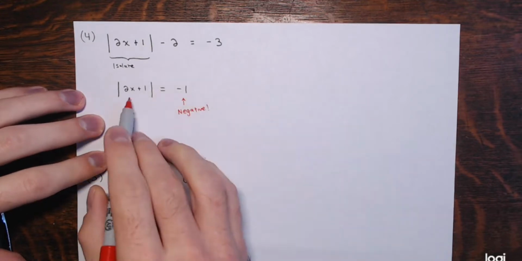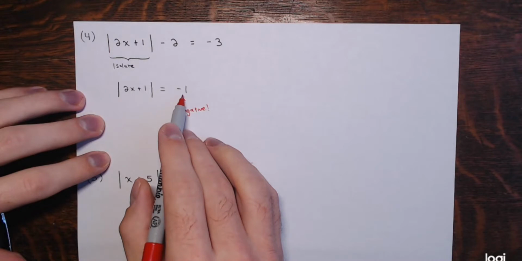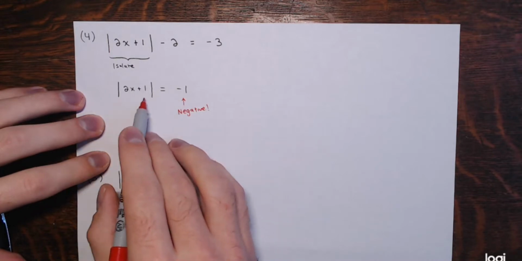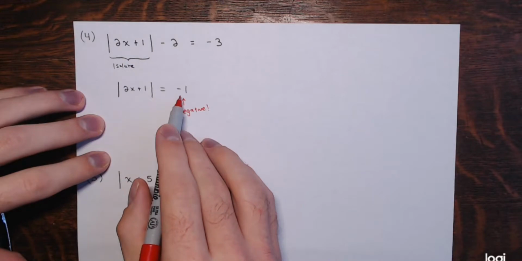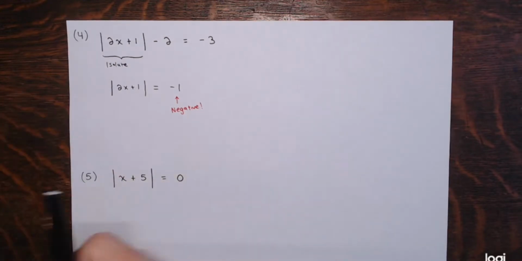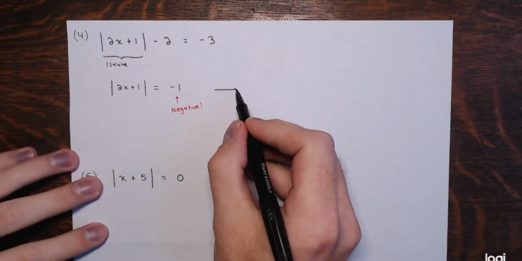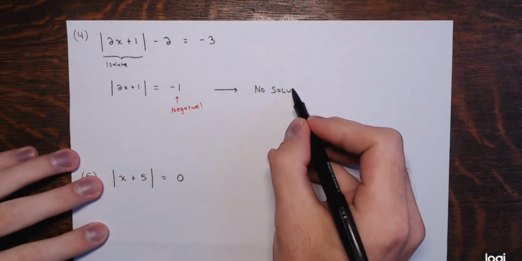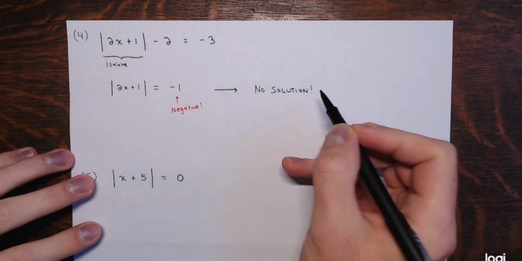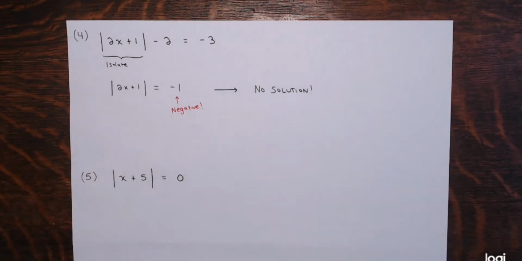I have absolute value being equal to a negative number. Remember, the absolute value of any real number is non-negative. So something that's non-negative equal to something that's negative can't happen. So immediately I can tell you this has no solution. There is nothing you can replace x with to make this a true statement.